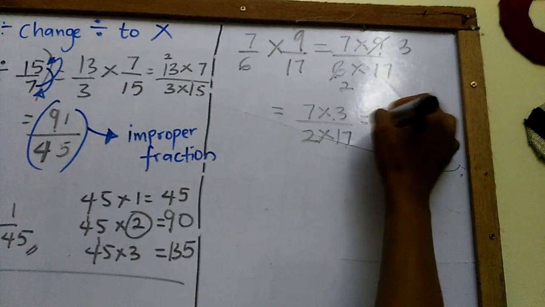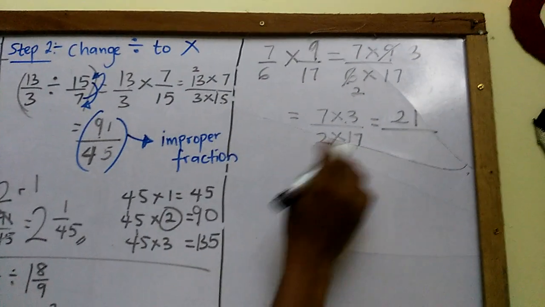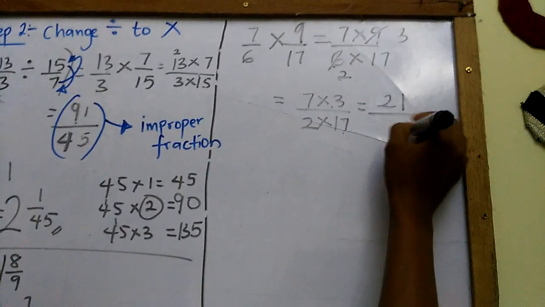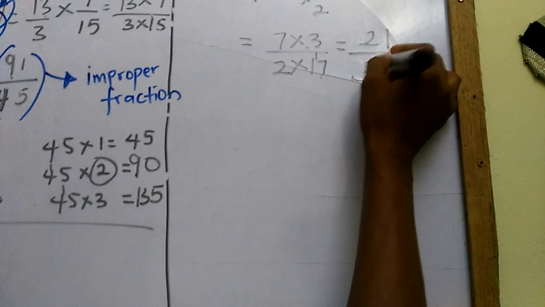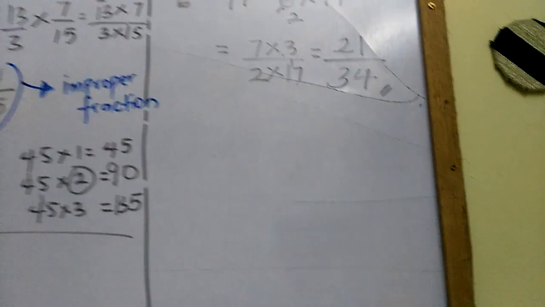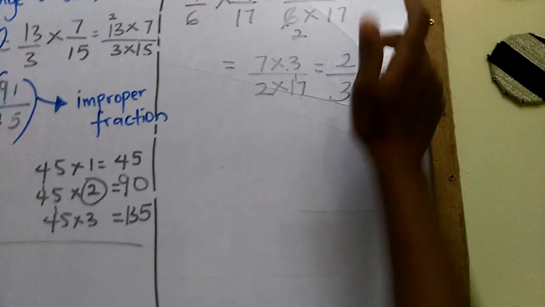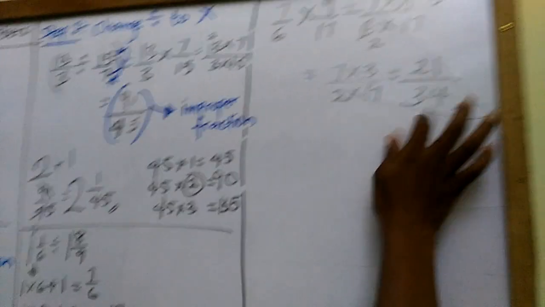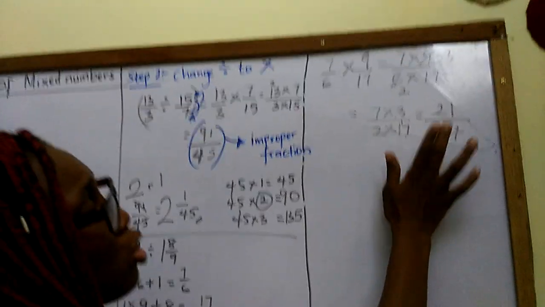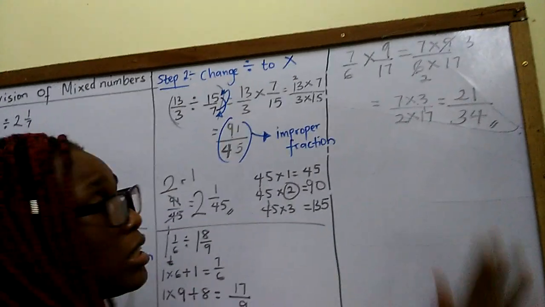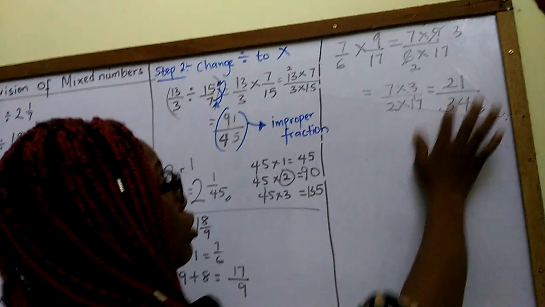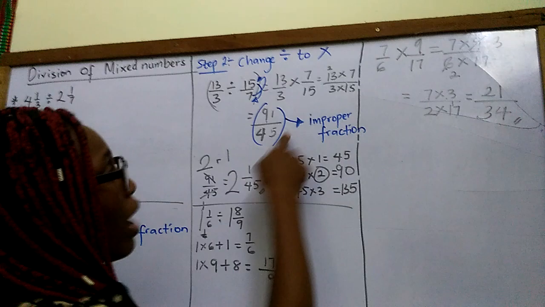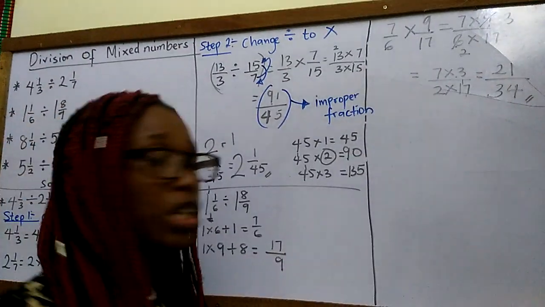7 times 3 is 21. 2 times 17: 2 times 7 is 14, 4 carry 1. 2 times 1 is 2 plus 1 is 3. 21 over 34. This is our answer. There is no factor that can go into 21 and 34, so our answer is 21 over 34. Why didn't we change it to a mixed number? This is not an improper fraction. This is a proper fraction in the sense that the numerator is smaller than the denominator. It's only when you have an improper fraction that you have to change it to a mixed number.